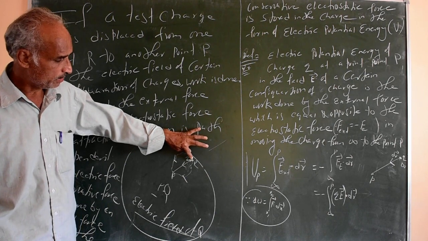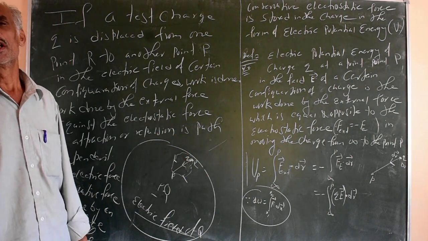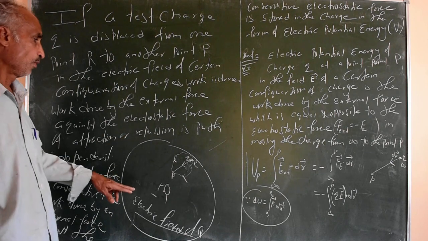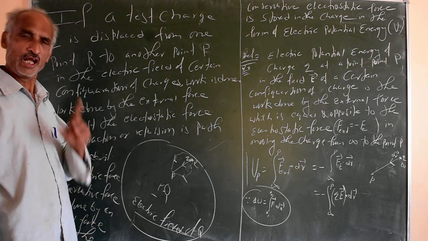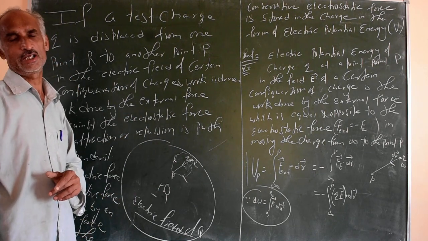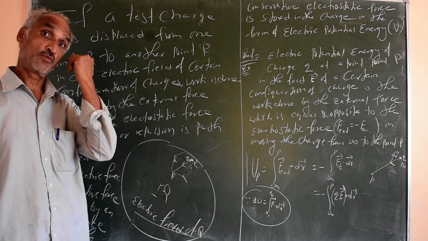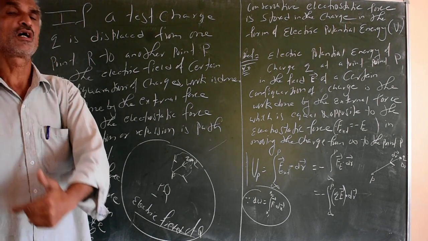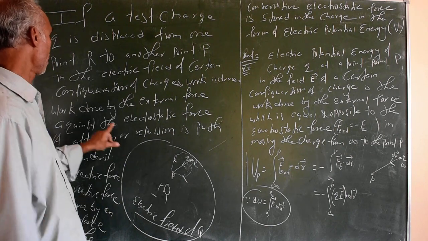Then the charge will be displaced from R to P without any acceleration. So in that case also, work is done. Anyhow, to displace the charge, an external force is necessary. The external force applied is against the electrostatic force of attraction or repulsion.